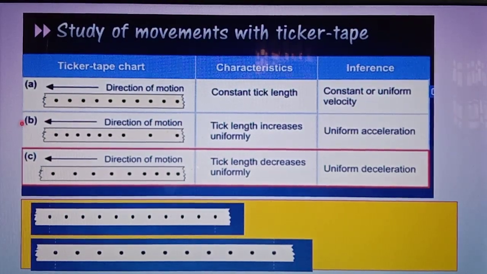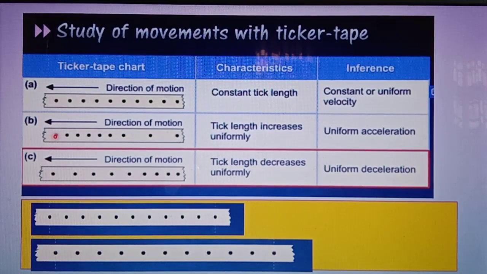Now we look at B. Also direction to the left. So this one is the first dot. From the first dot to the final dot, you can see the distance between two dots increases. So the characteristic is that tick length increases uniformly. The inference based on the dots produced on the ticker tape is that this object is moving with uniform acceleration.